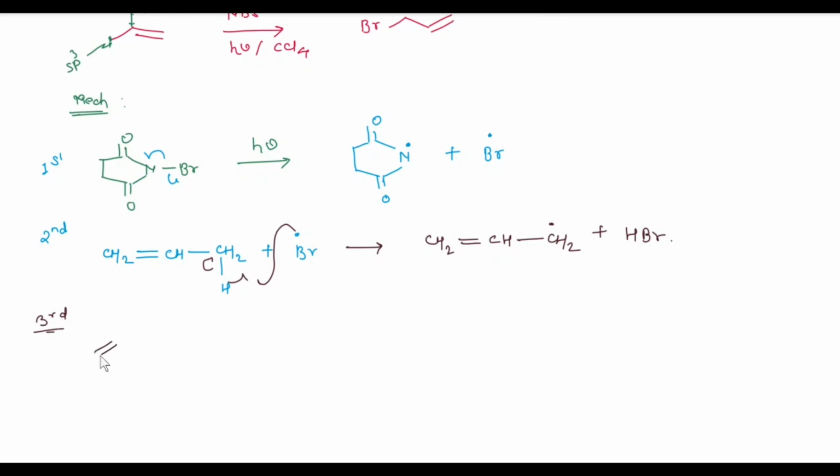In the third step, this allylic radical abstracts a Br radical from this NBS, and we get our desired product. Next we will see again the mechanism of this reaction, which is proposed by Jerry March.